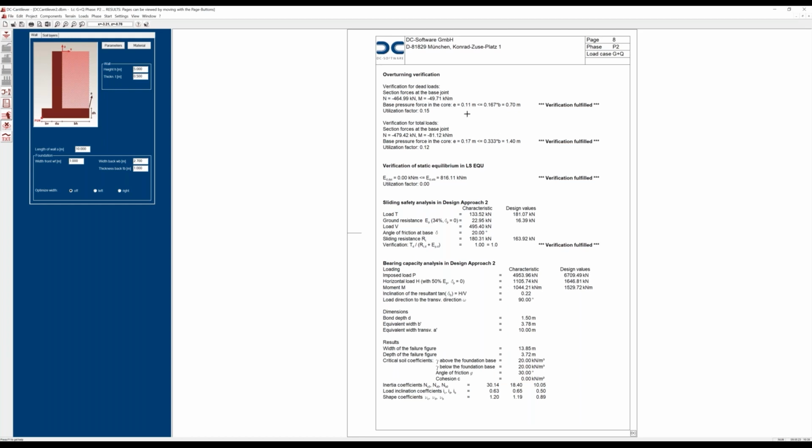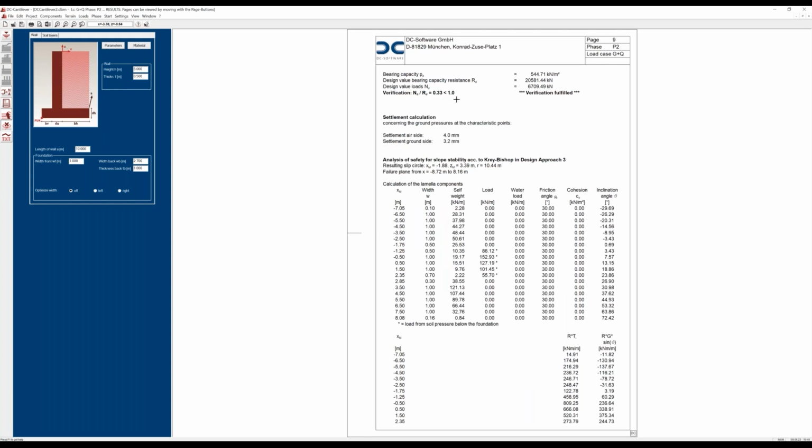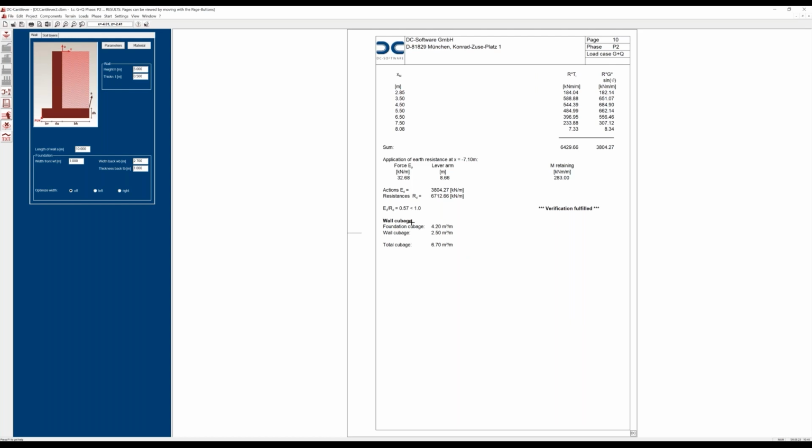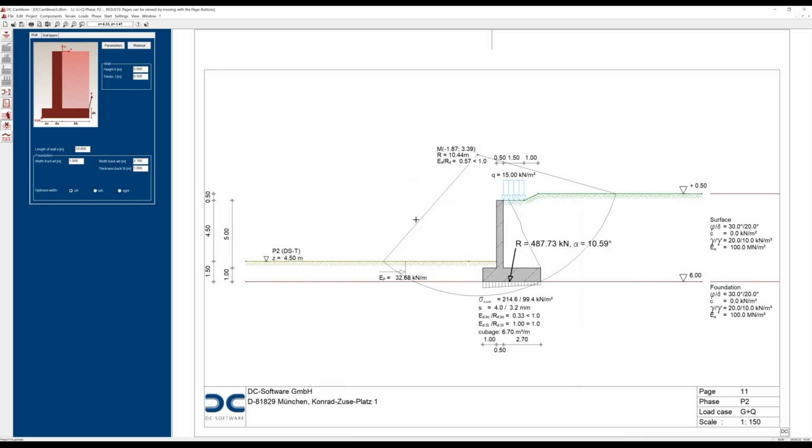Verification against overturning is fulfilled for dead loads only and for total loads. The static equilibrium is fulfilled. Sliding safety is just exactly fulfilled with a utilization of 1. And the bearing capacity analysis under the footing is fulfilled as well. Then we have the calculation of the settlement on both sides of the footing and the slope stability analysis, which is fulfilled as well. And then we see this on in the graphics page.